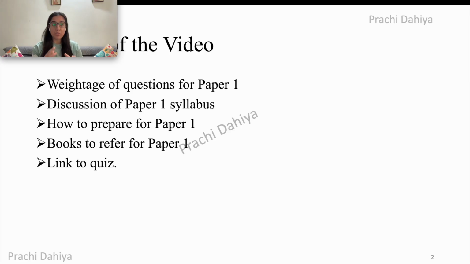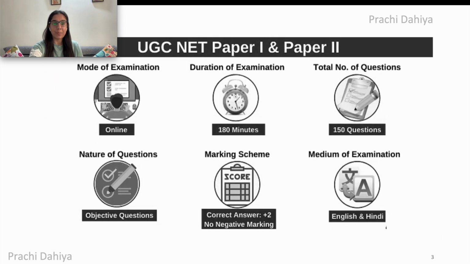Then the books which you can refer for Paper 1. Practice is the key, always revision and practice, so I'll tell you some of the books which you can refer. Then I'll give you a link to a quiz which you can practice, and that will help you to assess your benchmark, where you are and where you have to go, like how long the way is for you. So without any further ado, let's start the video.